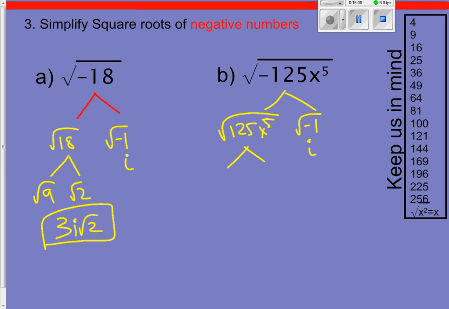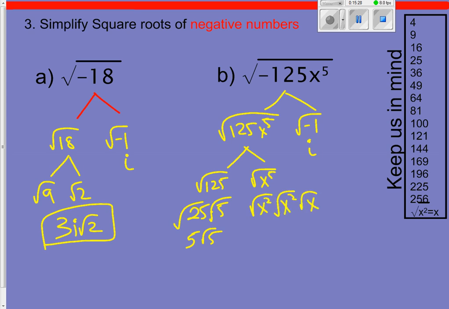So I'm going to do the square root of 125 times the square root of x to the fifth. Square root of 125: 125 is 25 times 5, so that'll be 5 square root of 5. X to the fifth is like x squared and x, so it's like x squared times square root of x.